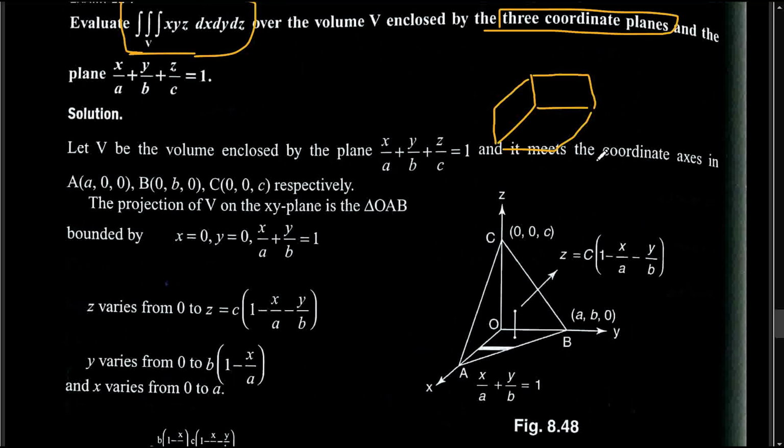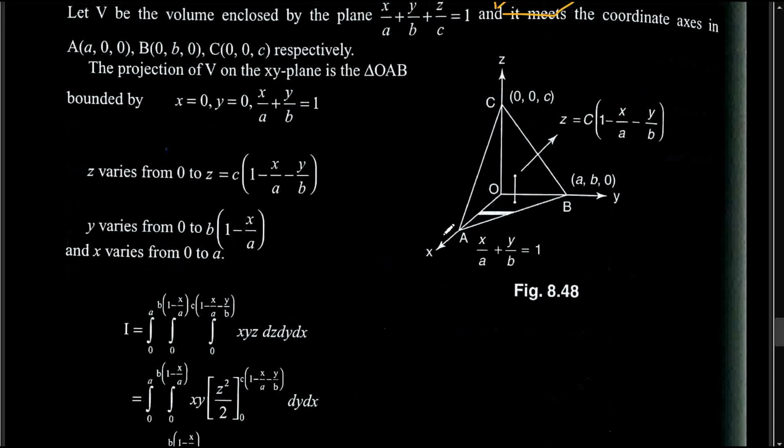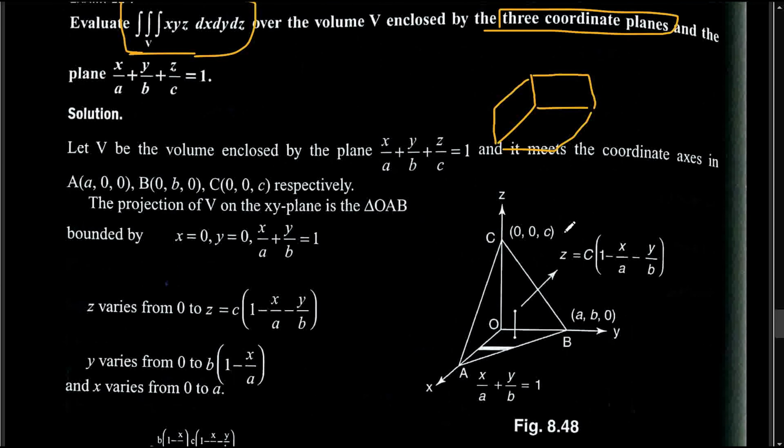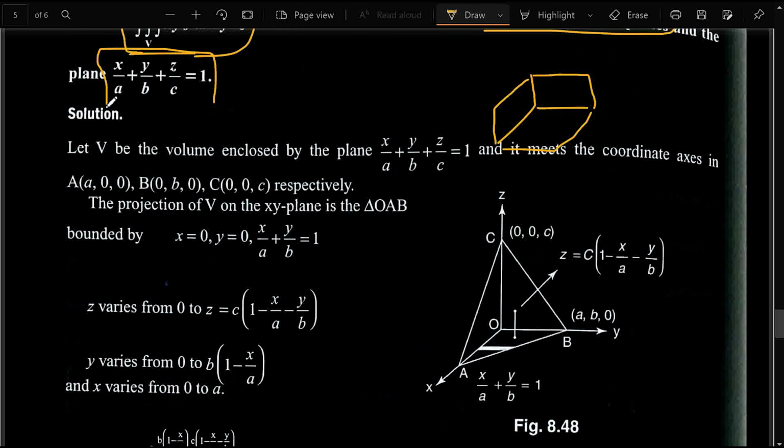So they are indirectly mentioning the first quadrant, so the first octant. So in this first octant, or quadrant, whatever you say, we have to find the volume enclosed by the planes, and also the plane of equation x by a plus y by b plus z by c is equal to 1.